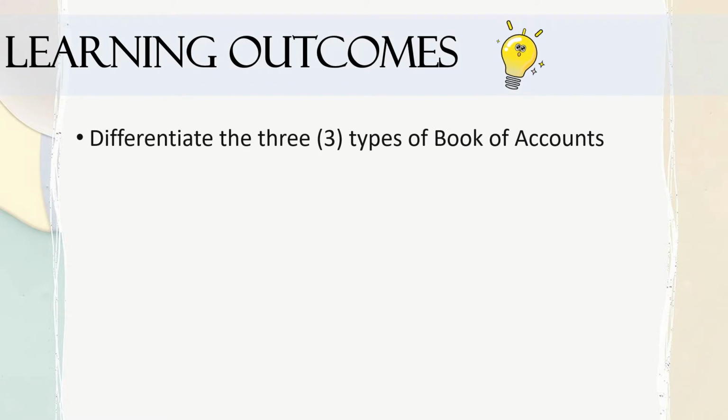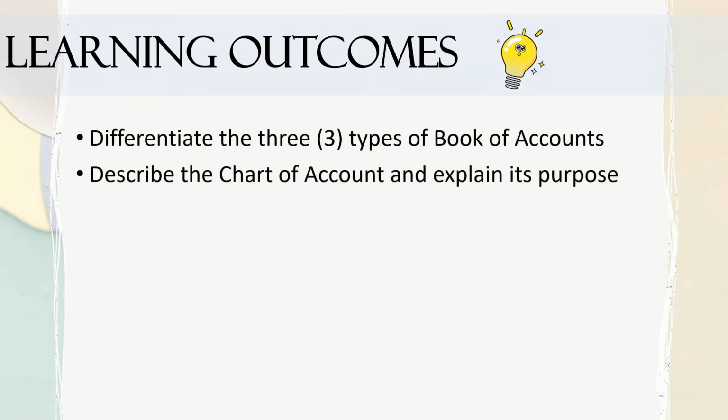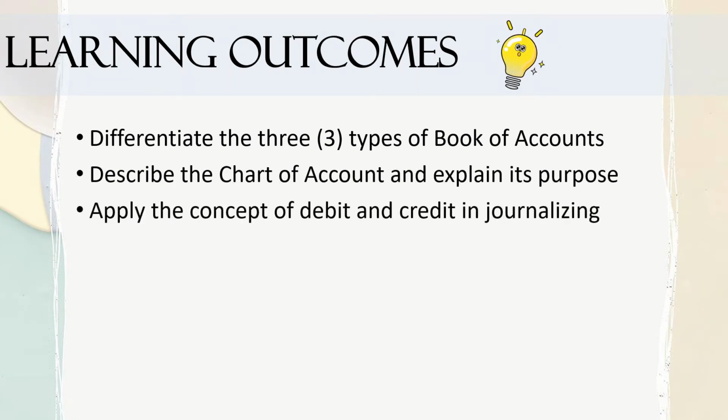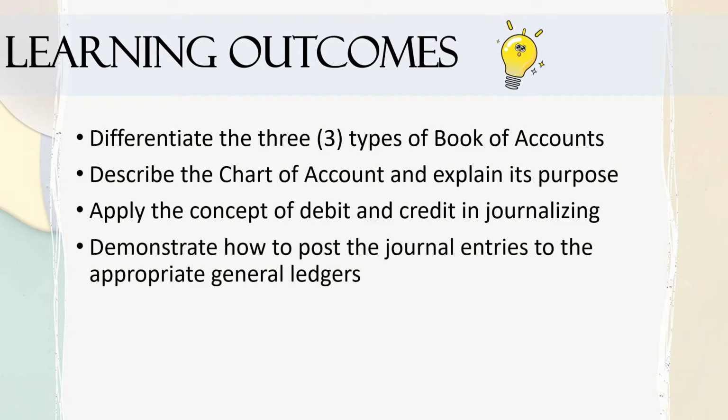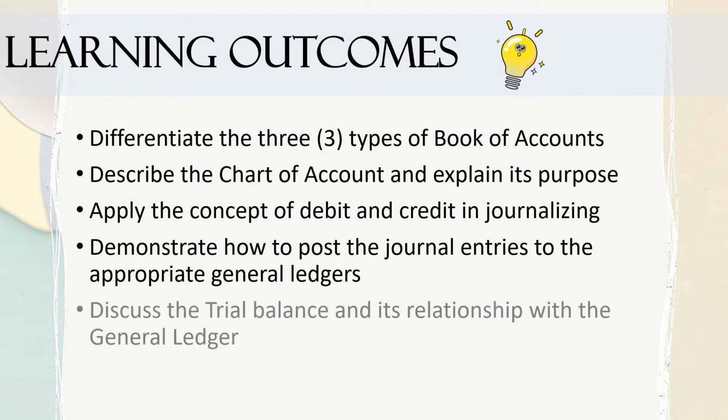First, to differentiate the three types of book of accounts. Second, describe the chart of account and explain its purpose. Third, apply the concept of debit and credit in journalizing. Fourth, demonstrate how to post the journal entries to the appropriate general ledgers. And lastly, to discuss the trial balance and its relationship with general ledger.